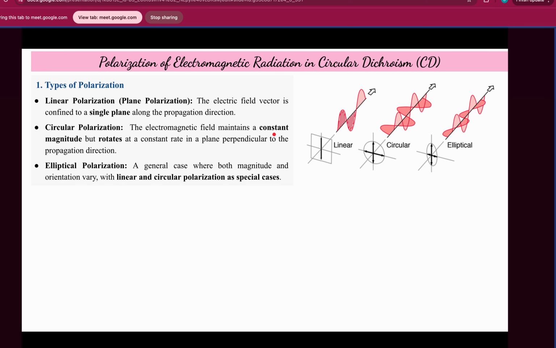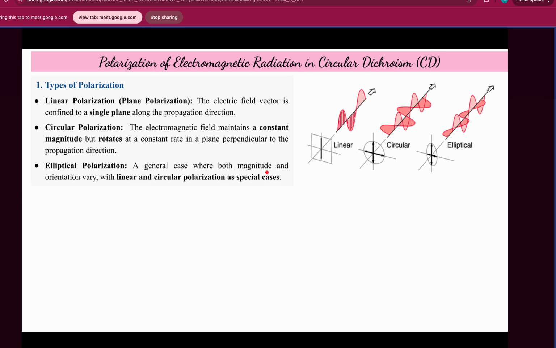This means the electromagnetic field maintains a constant magnitude but rotates at a constant rate in a plane perpendicular to the propagation direction. So it will have circular components with vectors in all directions, in both perpendicular planes, but the magnitude, that means the amplitudes, or the crests and troughs, will be exactly the same; they will not vary. So it will have a constant magnitude, and both directions are perpendicular to each other. That is known as circular polarization. And then comes elliptical polarization.